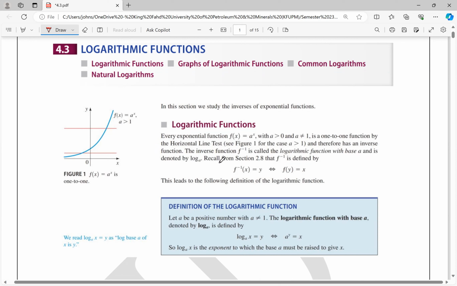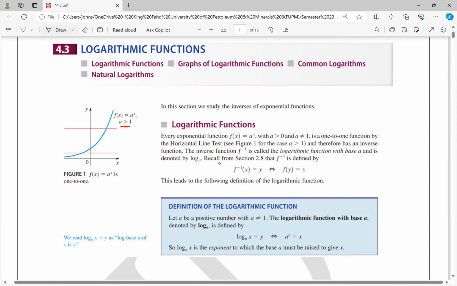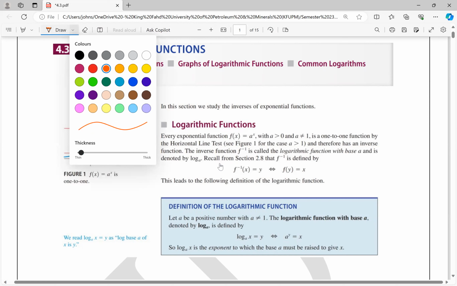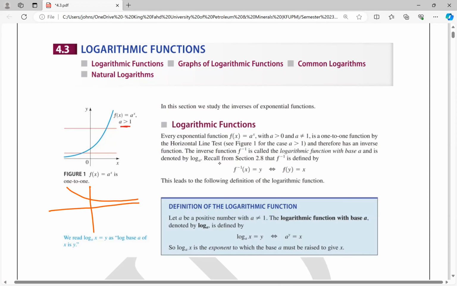Logarithmic function arises from exponential function. So if you look at exponential function, we have two kinds. This is when a is greater than 1, you have an increasing function. And then we have the second one, which is when a is between 0 and 1, and that will be a decreasing function like this. So in both cases, you will see that what? They are one-to-one function. So it means we can find the inverse.